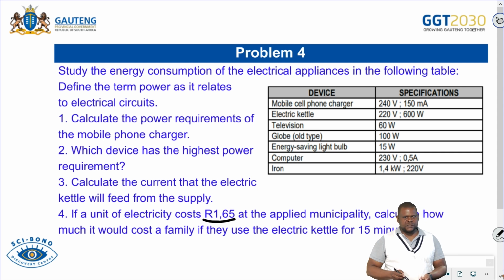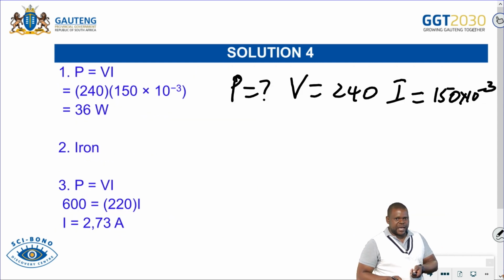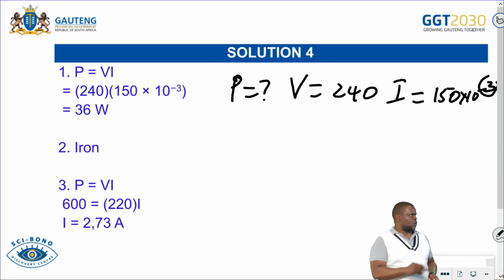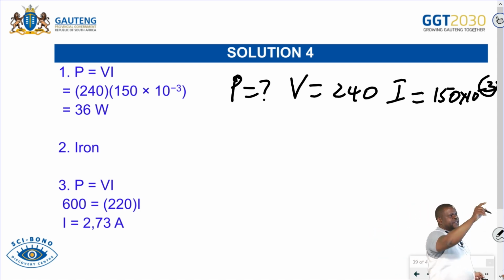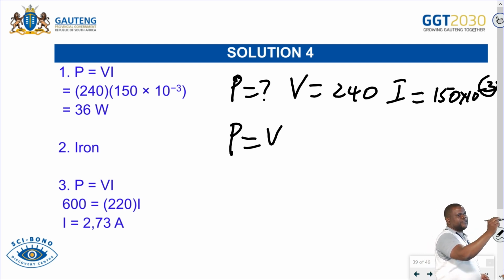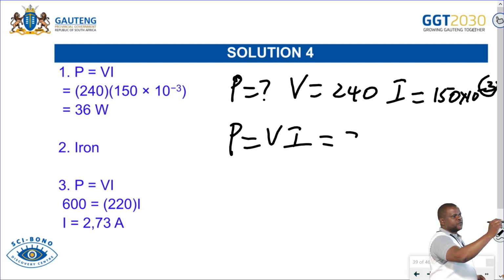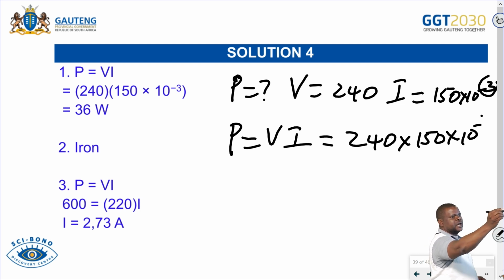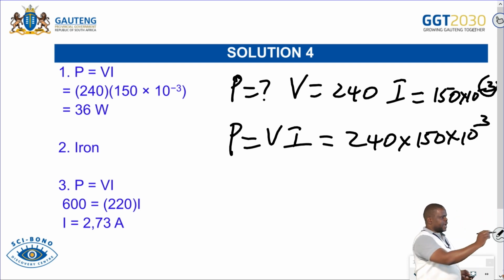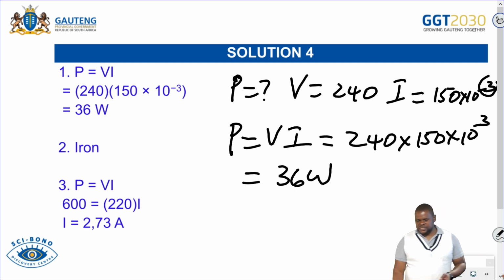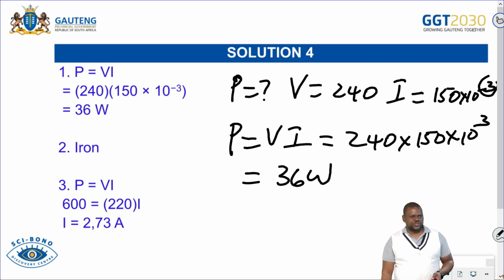Let's go to the table and see. 150 milliampere. A milli is 10 to the exponent negative 3. That means it's 0.15. Now, which formula can we use? P is equal to VI, isn't it? Yes. Then we just substitute straight: 240 multiplied by 150 times 10 to the exponent negative 3. That will give us 36 watts. That is the amount of power that is needed to charge your phone, or for using your charger.